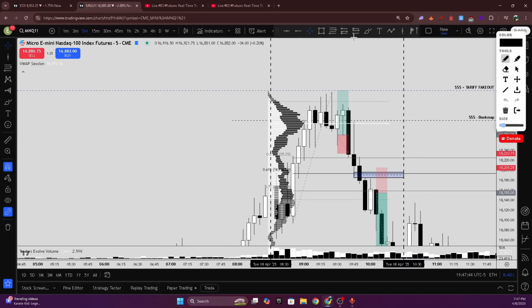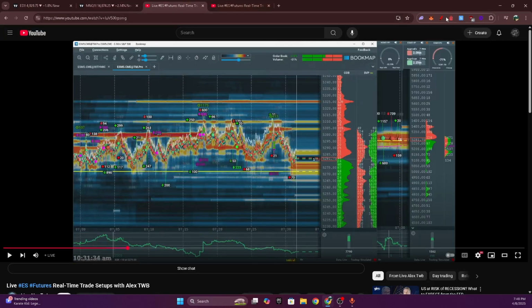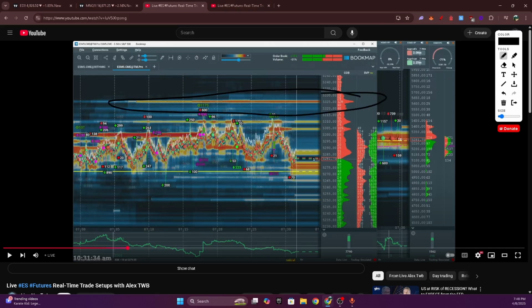So our first trade took place around 9:30 a.m. Central Time. We saw that price made a retracement and we wanted to continue the longs from that area because on Bookmap we saw that liquidity was above. We were tapping into this barrier right here, and CVD was green, supporting the upside.